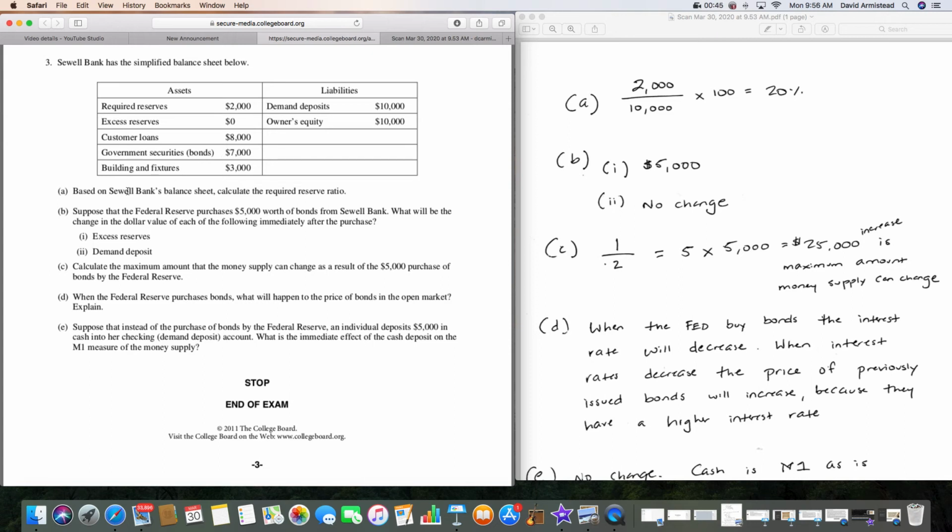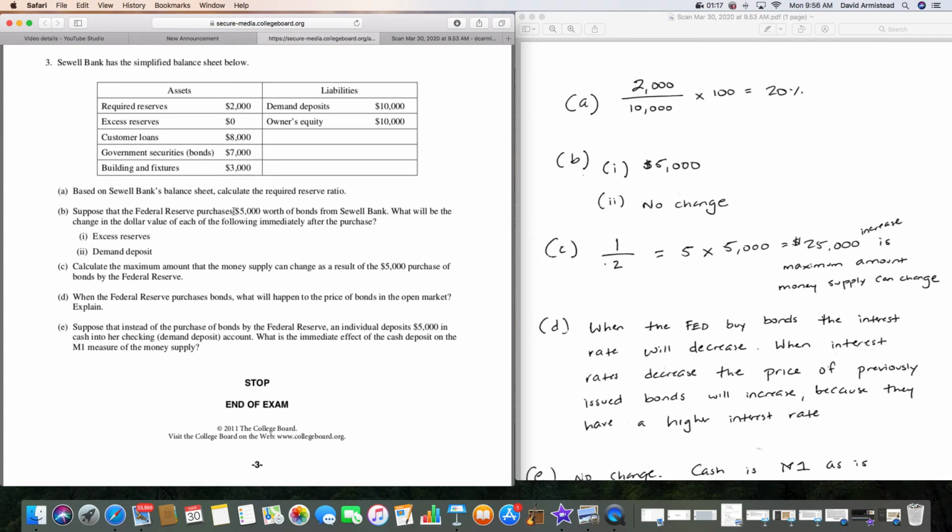All right, based on Sewell Bank's balance sheet, calculate the required reserve ratio. Well, you can eyeball it and just look at it and say, okay, well, 2,000 is 20% of 10,000, which is the demand deposit, so 20%. However, the College Board may want to see you show your work. Again, how are you guys going to do that if you're on a computer? I don't know. We'll find out. All right. 2,000 divided by 10,000 times 100 gives you 20%. That's how you would set it up by showing your work. All right, that's pretty easy.